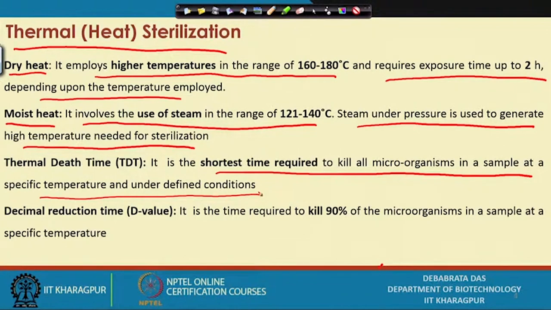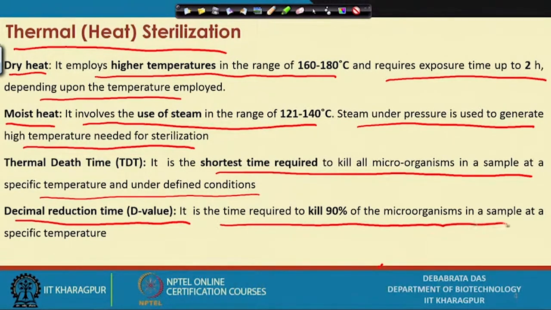This is the thermal death time, and what is the decimal reduction time? It is the time required to kill 90% of the organisms in a sample at a specific temperature. So, two types of time we consider. One is the thermal death time, which is how much time is required to kill the microorganism. Another is the decimal reduction time, to reduce the organism to 1/10, that is why we call it decimal reduction time.